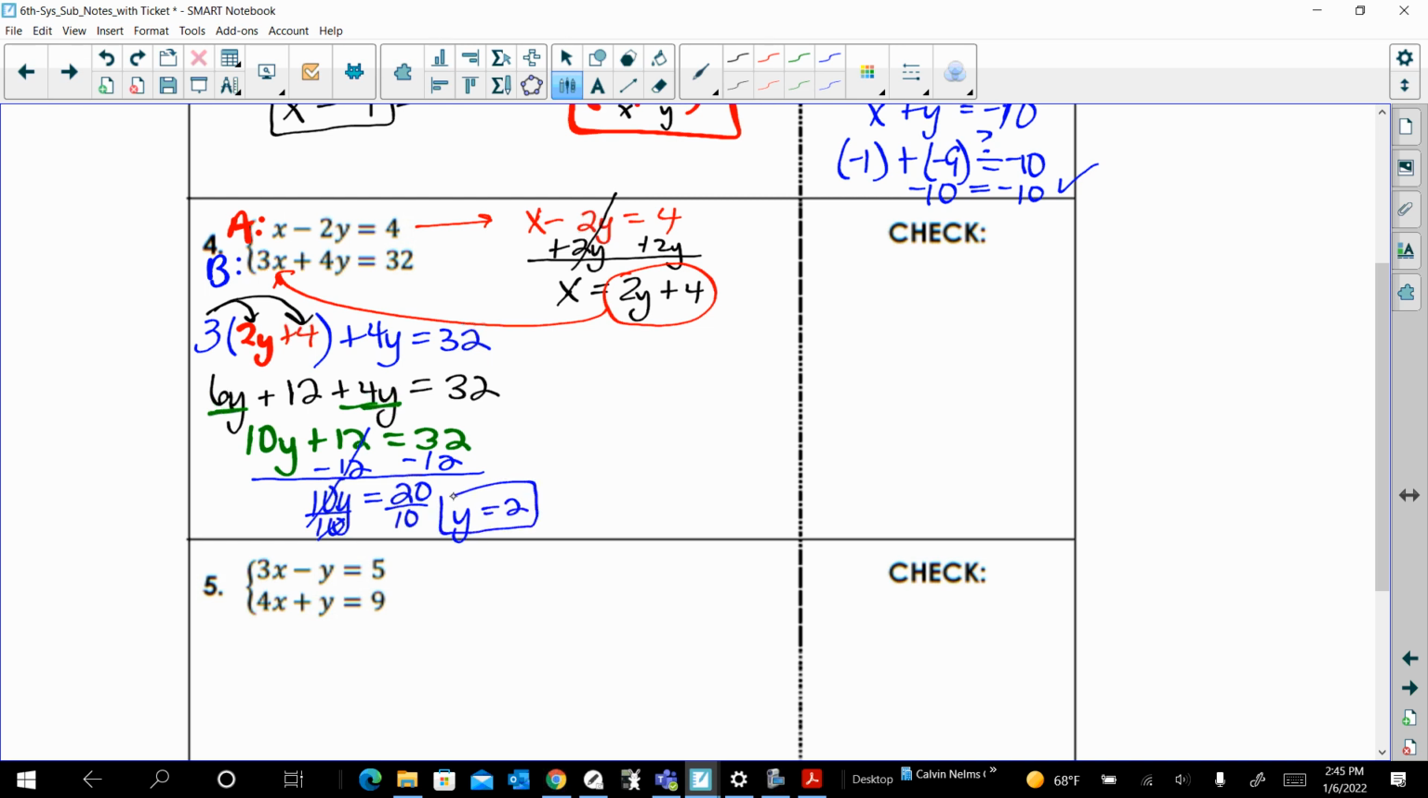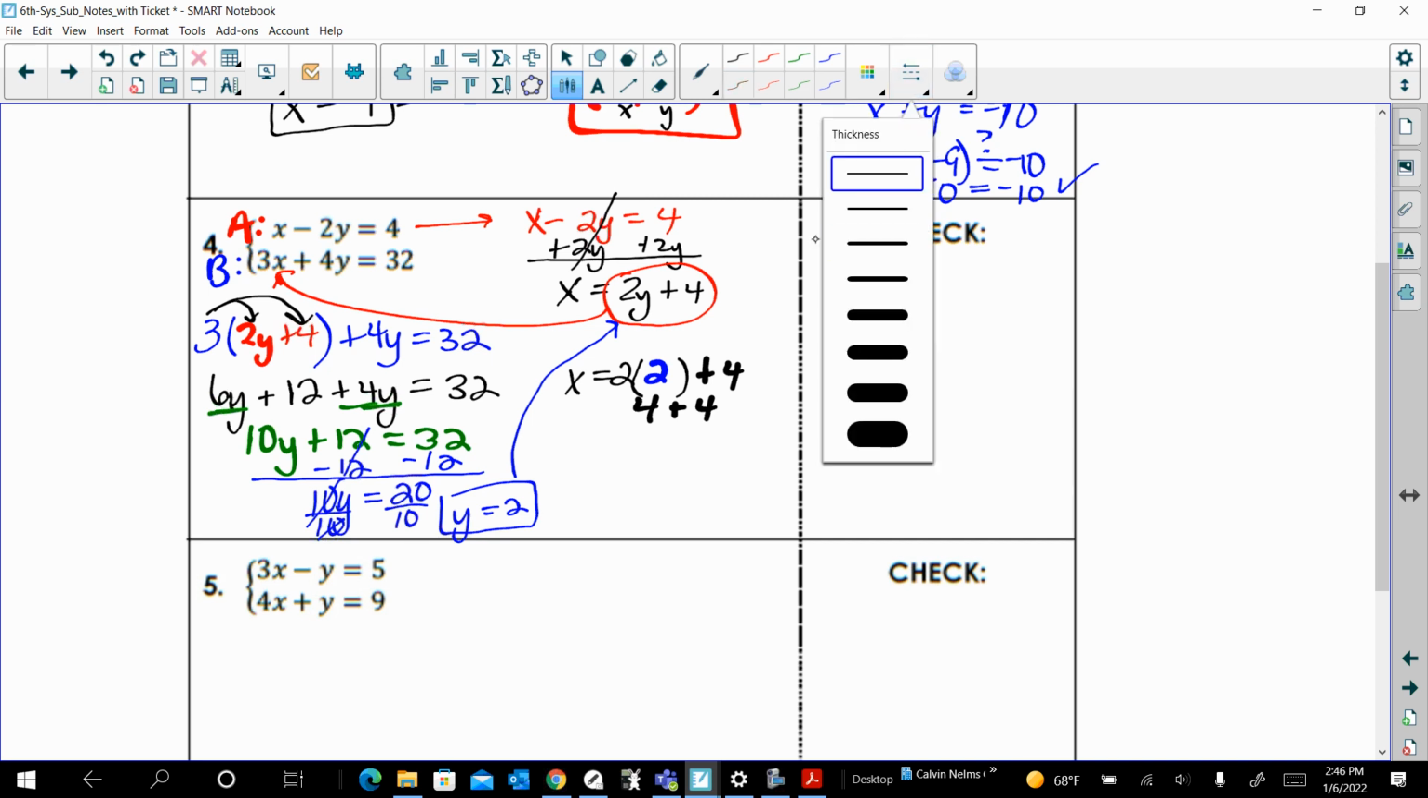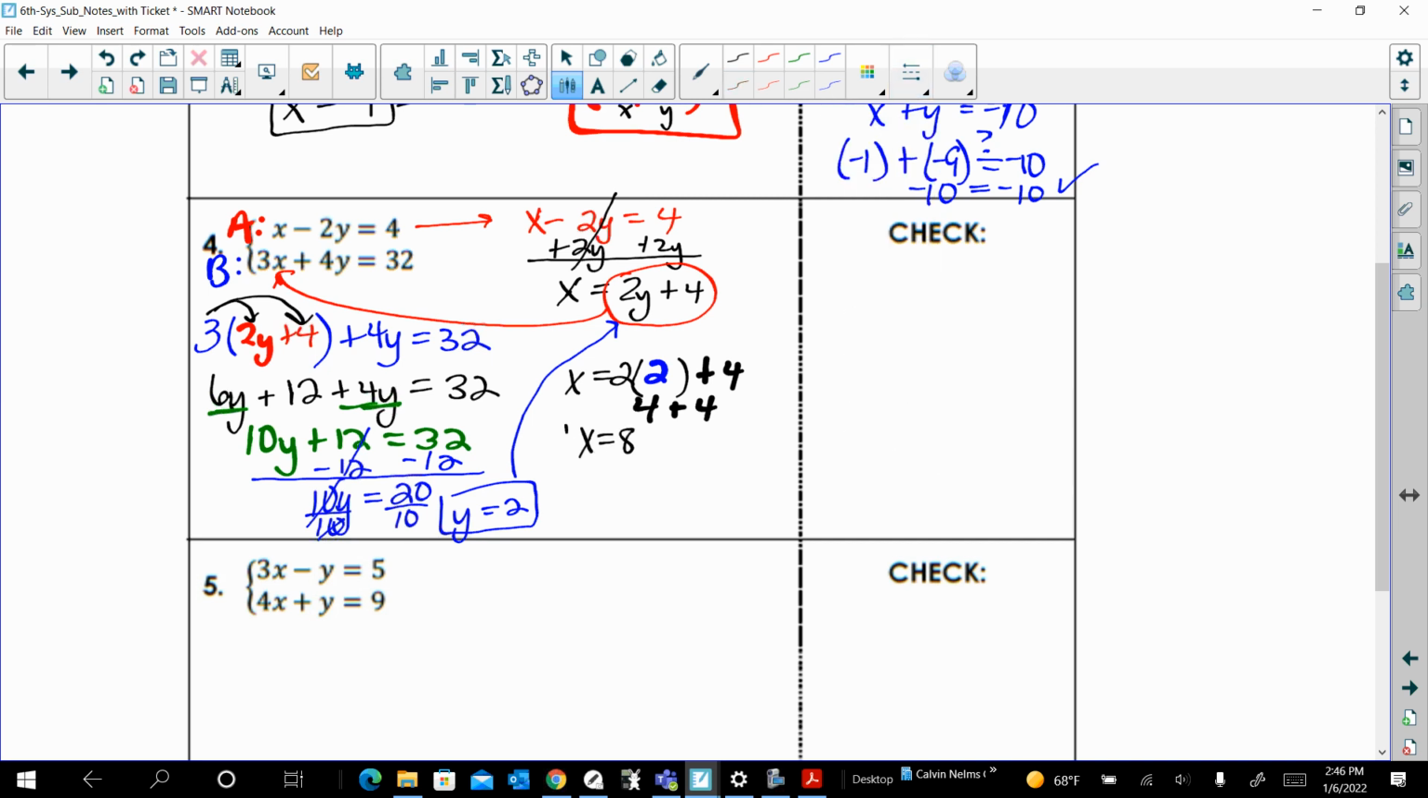So now that I have that value, I can plug that back into what I had circled to get my x. So when I plug it back in, x equals 2. Remember, substitution or plugging in, use parentheses. So it'll be 2 parentheses 2, because 2 is what the y equaled right here. This y is now 2. And then we have plus 4. So 2 times 2 would give me 4, plus another 4, which means our x equals 8. So our answer is 8, 2.